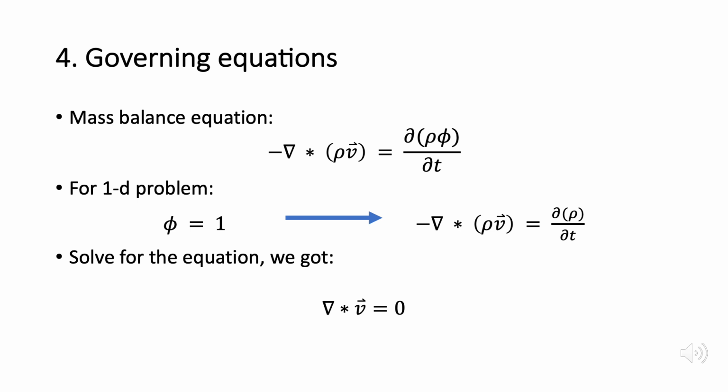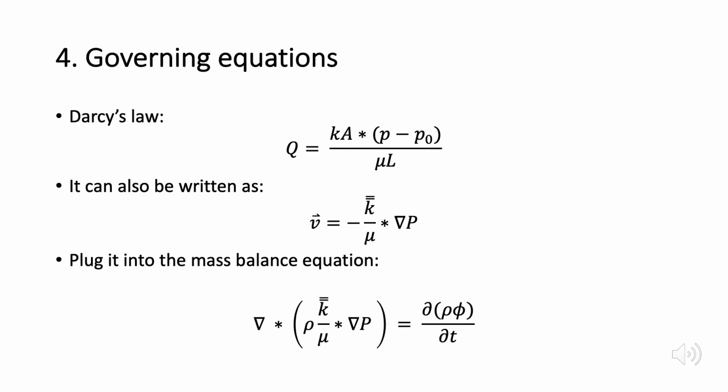Next are the governing equations. First, we introduce the mass balance equation. And for a 1D problem, phi equals 1. And solving the equations, we got the final result. Then we introduce Darcy's law, and it can also be written in terms of V, and plug it into the mass balance equation. We got our result.